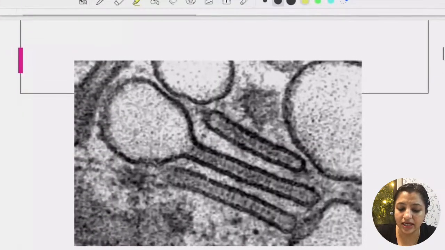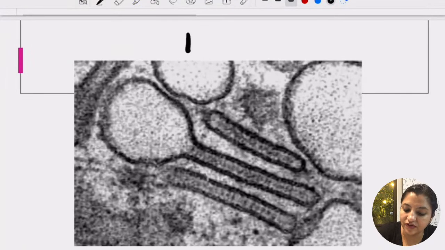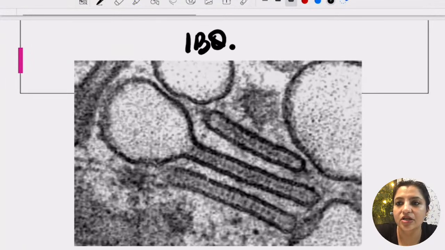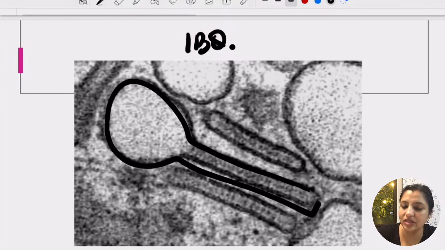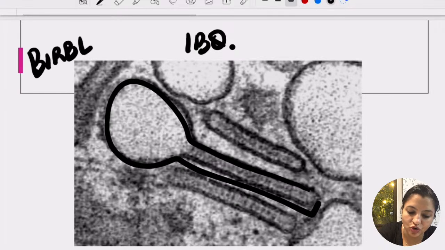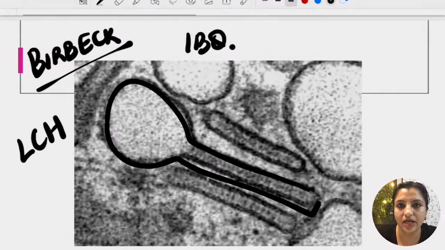Right. Let's come to the next image based question, which is again a very, very famous question that can come in your exam. So what are these? So these tennis racket shaped structures, and if they give you with the skin rash, you should always remember that this is an electron microscopy of Birbeck granule, and it is typically seen in Langerhans cell histiocytosis.